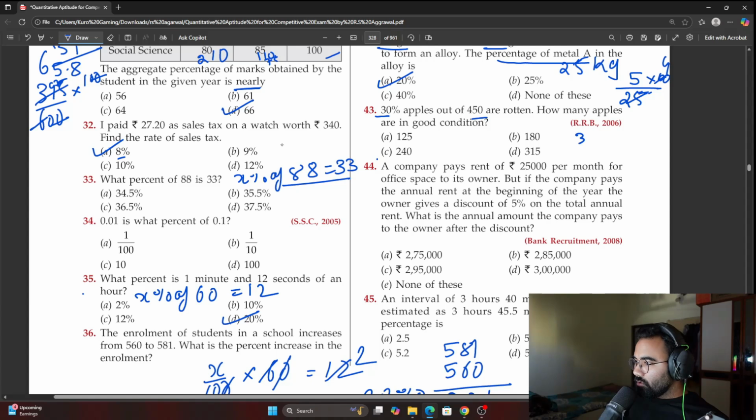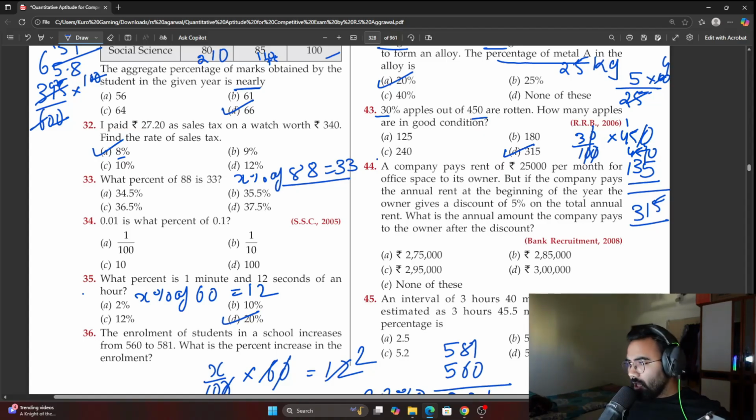Okay, so 30 upon 100 into 450. Simple. 3 5s are 15, 4 3s are 12, 12 plus 1, 13, 135. These are the number of apples that are rotten. So I'll simply just subtract this from 450, 315. So 315 are the number of apples that are in good condition. You can simply just choose to do it the other way. That is, if 30% of apples are rotten, so the 70% will be in good condition.